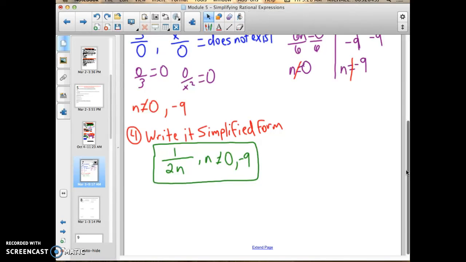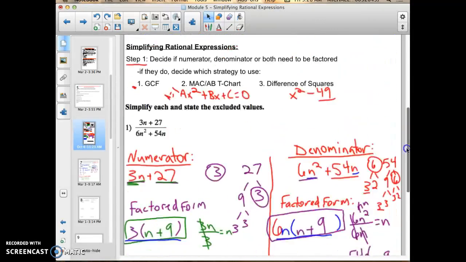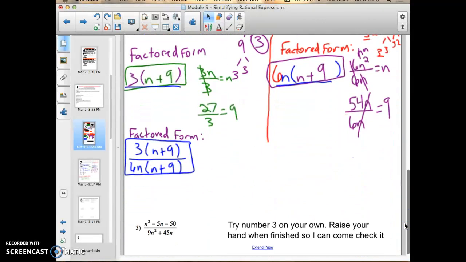And if you look back to the example I gave you, I took it from number 1, expanded form here, factored it over here, stated the excluded values by setting these factors equal to 0 and solving. x can't equal 9 or -1 because it would make the denominator 0. And then finally, I simplified it by canceling out like factors. So in this case, the x minus 9s were the same, so I crossed those out on top and bottom, and I was left with x plus 9 in the numerator, x plus 1 in the denominator. So go ahead and try to finish number 3, steps 3 and 4, and when you're done with that, please raise your hand so I can check your work.